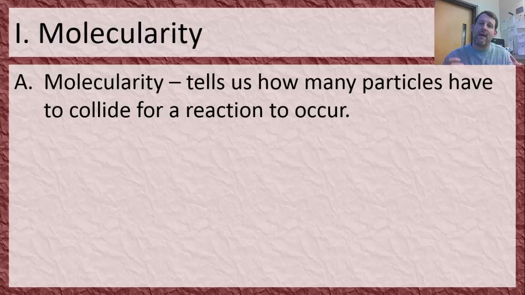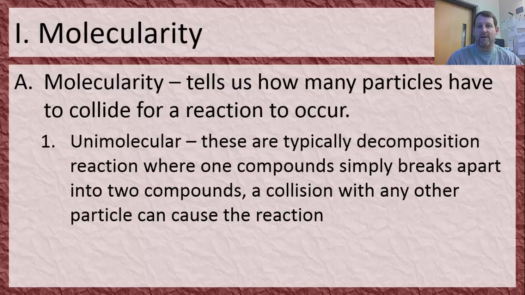Molecularity tells us how many particles have to collide in order for a reaction to occur. For example, if something is unimolecular, that means that only one particle is banging around, and all it has to do is hit something hard enough, be it a particle of the solvent, another one of itself, the walls, whatever. Just hit something hard enough to break it apart. We typically can picture these unimolecular reactions as being decomposition, so something busting into two pieces.